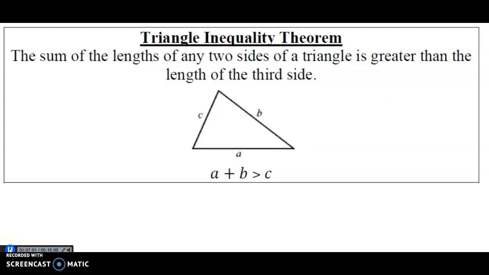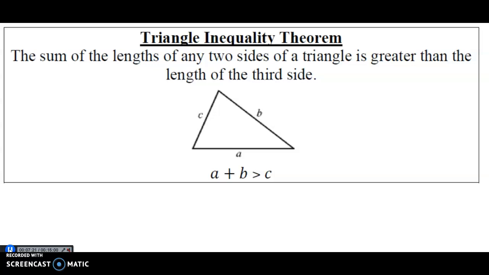The second part of the lesson for today is the triangle inequality theorem. It's a theorem that tells you what the lengths of each of the sides have to be in order for a triangle to be formed. This is always true. It says the sum of the lengths of any two sides of a triangle is greater than the length of the third side.